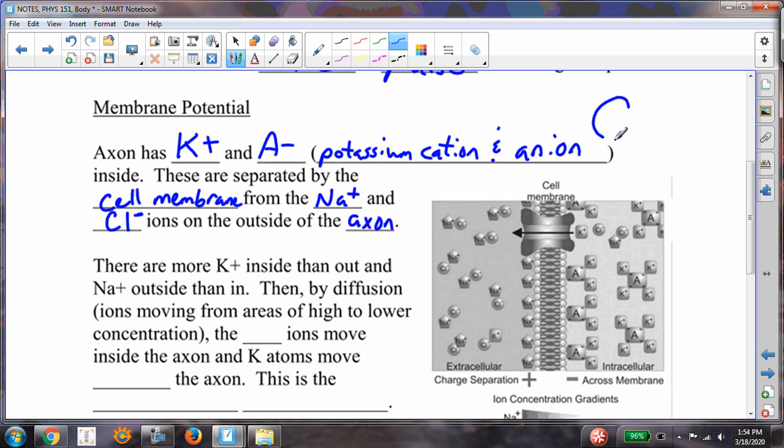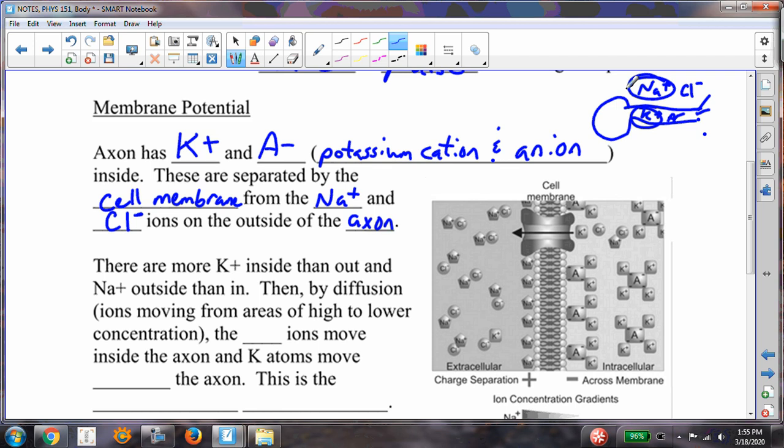All right, so if this is my cell body, there's my axon, there's my dendrites. I have these potassium and organic anions, and then out here I have sodium and chlorine anions. I have the potassium and the anions on the inside of the cell, and I have sodium and chlorine on the outside of the cell. Now, there are more potassium inside than out, and sodium outside than in. So I have a greater number of potassium on the inside, a greater number of sodium on the outside.